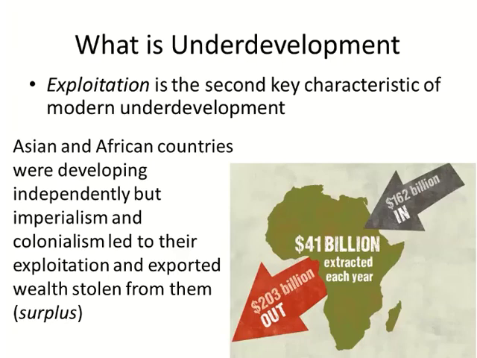Asian and African countries were developing independently, but imperialism and colonialism led to their exploitation and exported wealth stolen from them, which we refer to as a surplus. It's a surplus because it's the capital required to develop the countries or the territories. It is the wealth that they would have had if it was kept with them, but rather what is now left is whatever they need to survive. So the surplus on top of just mere, basic survival is taken out completely.